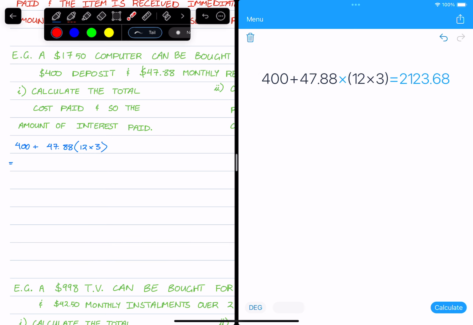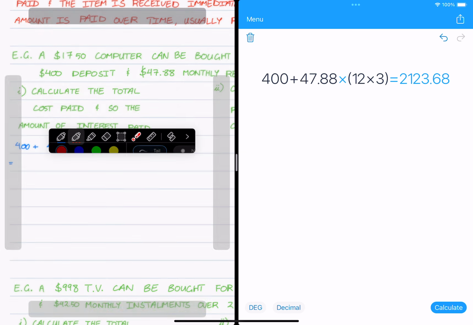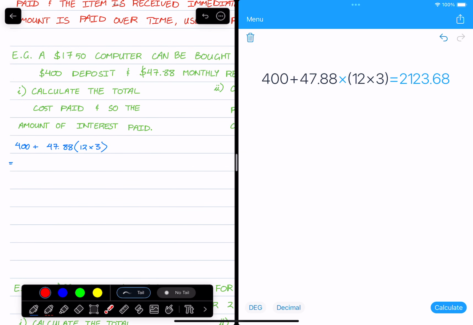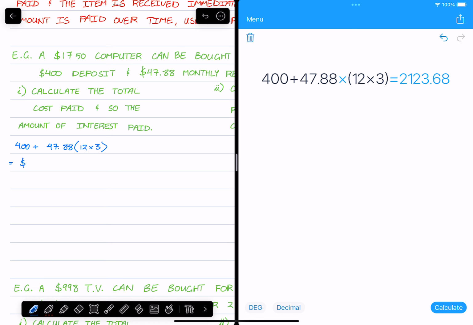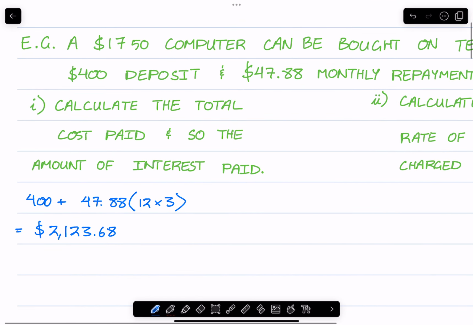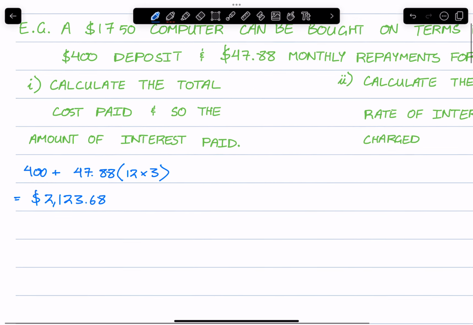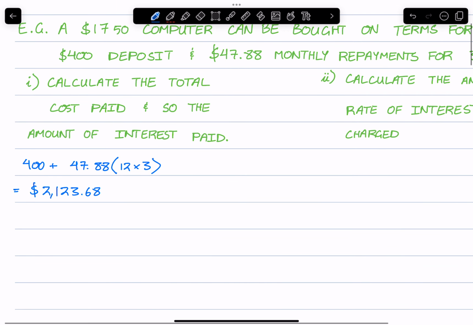So in total, we have paid $2,123.68. Let's put a little heading here. This is the total paid.